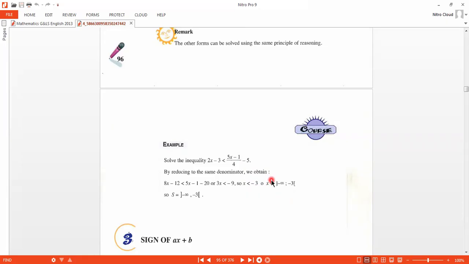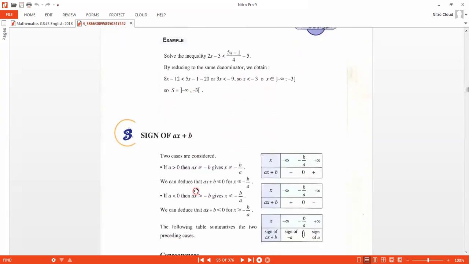So in equations of first degree, you have a maximum of 1 solution. In equations of second degree, you have a maximum of 2 solutions. But when you say inequalities, you will have an infinite number of solutions. So for example, if we have x less than minus 3, the solution is minus infinity to minus 3, which means that we have an interval. All the numbers between minus infinity and minus 3 are solutions.